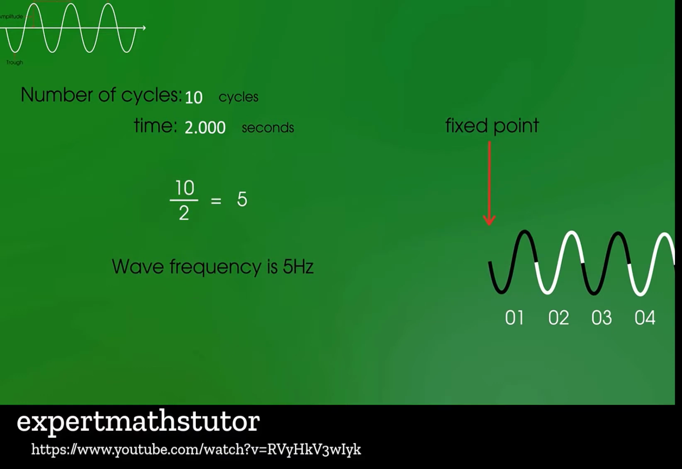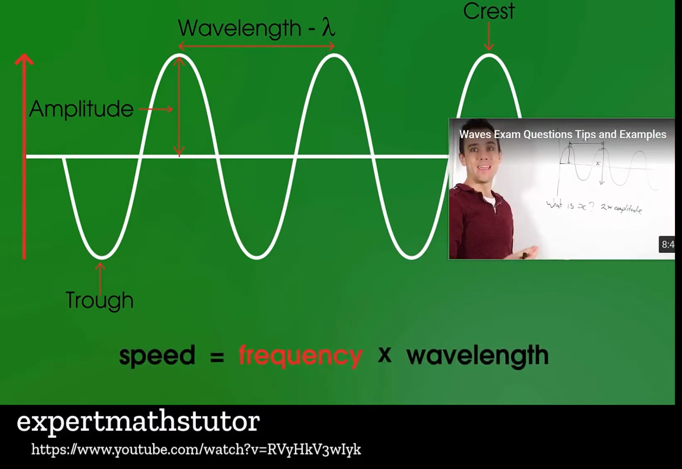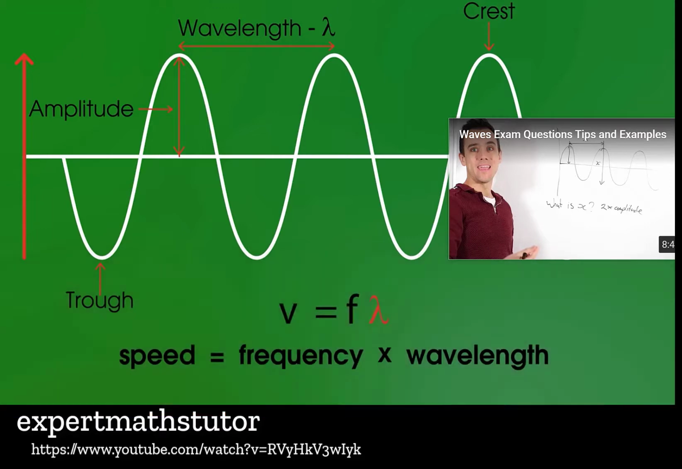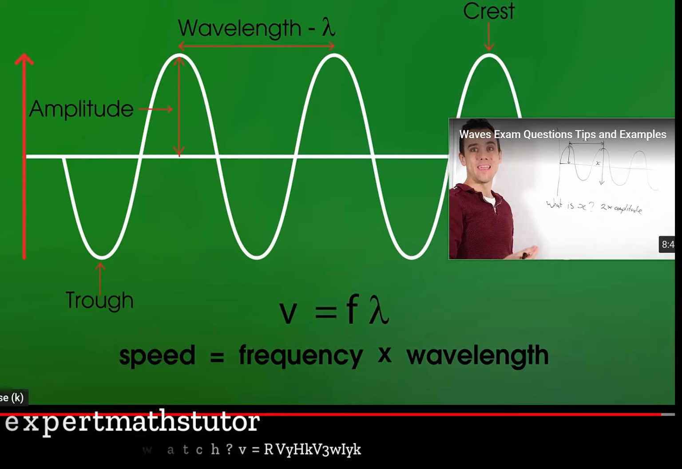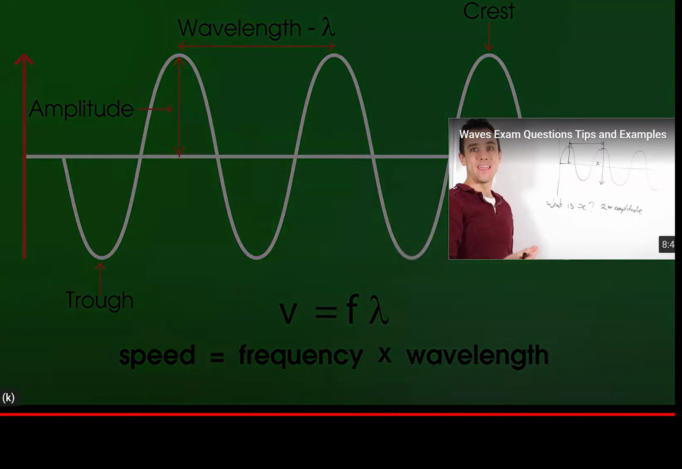5 hertz. Using these things, we can actually now calculate the speed of a wave using the equation speed equals frequency times wavelength, or to give it in symbol form, V equals F lambda. So there's a lot to learn here, but once you've learned these core concepts, it will give you much more confidence in the rest of the topic. All right.